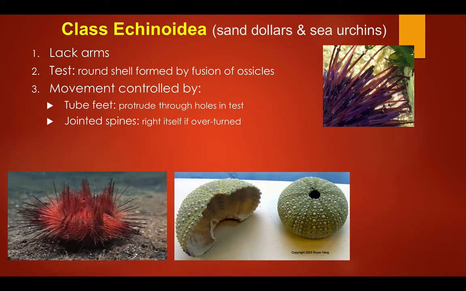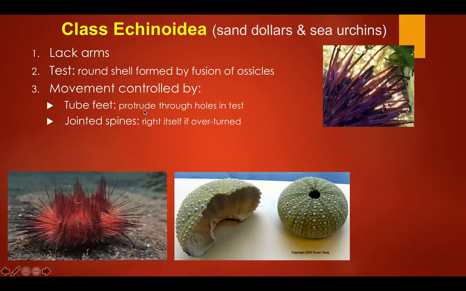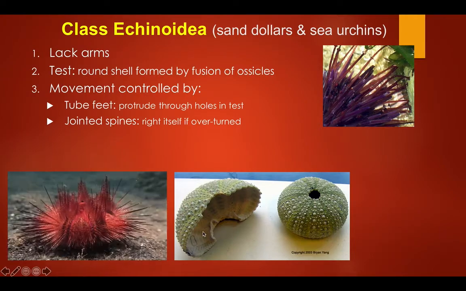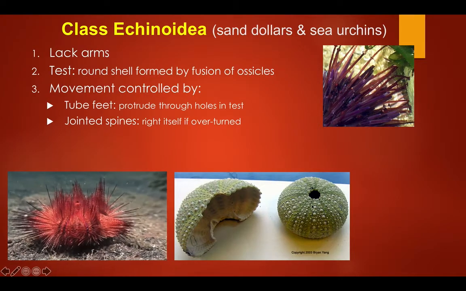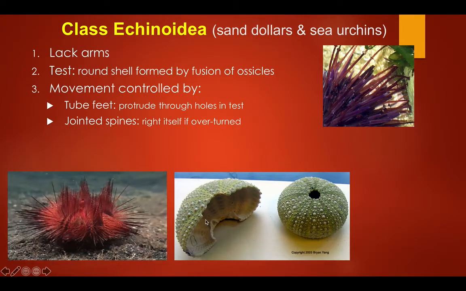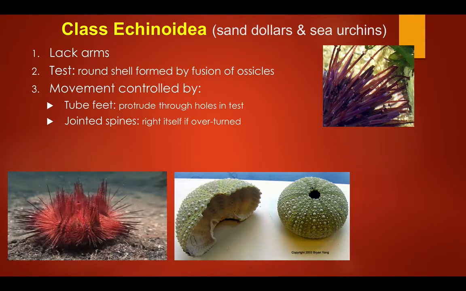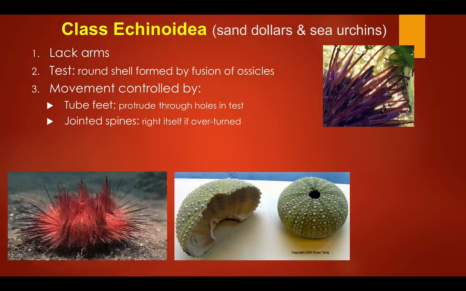Movement is controlled by the tube feet. Again, they are going to protrude through holes in the test. So coming out of the test here, you can almost see some of these itty-bitty holes all over this test. The tube feet are going to emerge from those holes and allow for movement, again using that water vascular system.